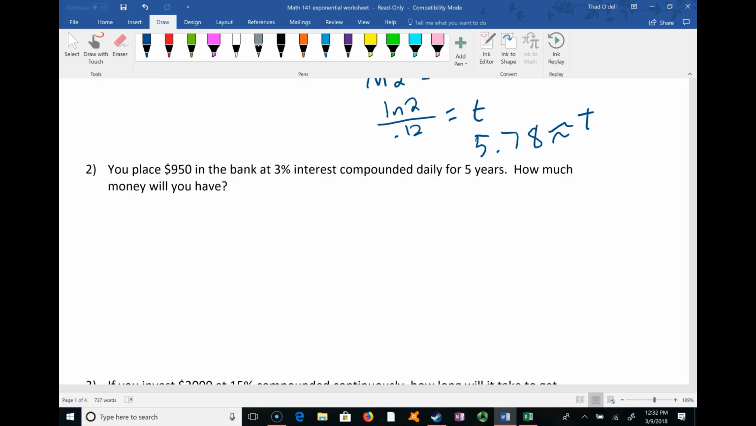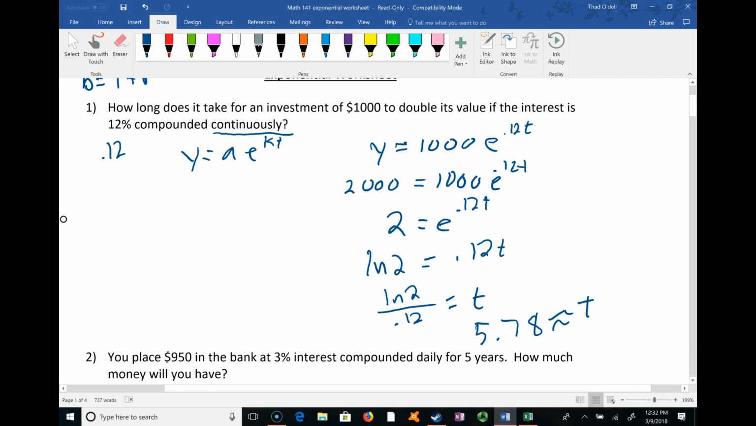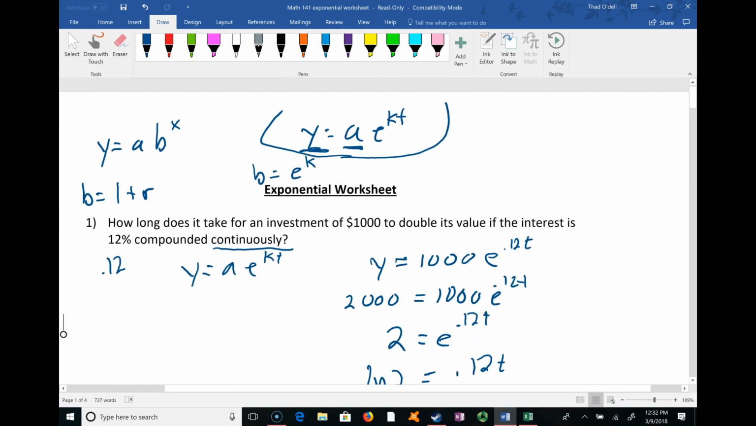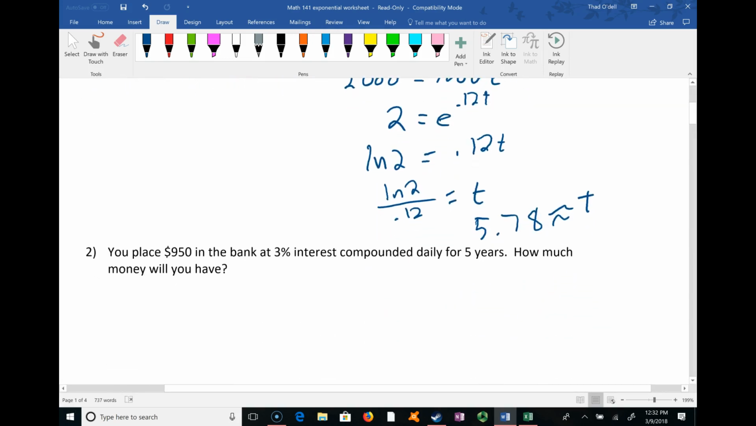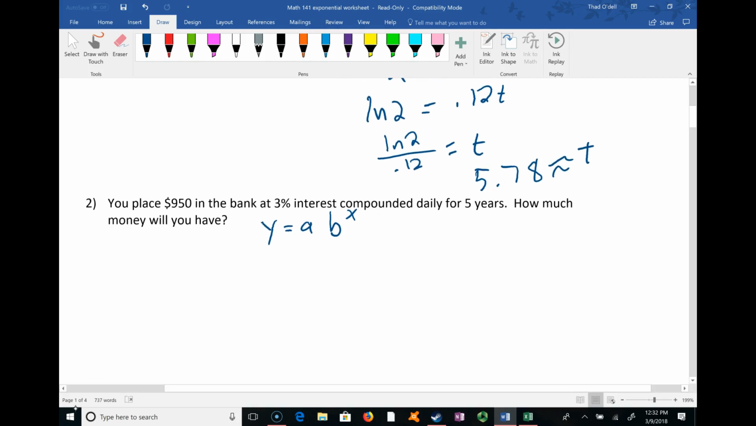Okay, so here in number 2, it says you place $950 in the bank at 3% interest, compounded daily. So notice this is compounded daily, not continuously. See the difference? So since it's daily, I'm not going to use this one anymore. I'm going to use this one, because it's not a continuous growth rate. So I'm going to start out with y equals a times b to the x or t or whatever. And we know that 950 would be the initial, so that would be y equals $950.